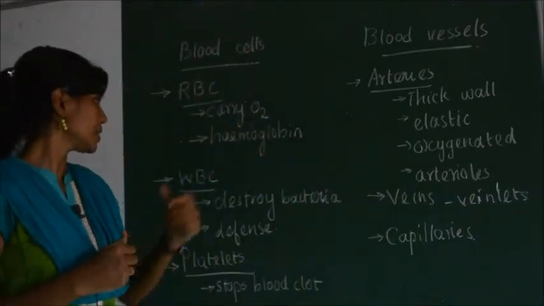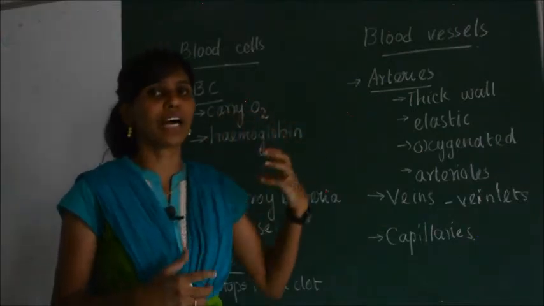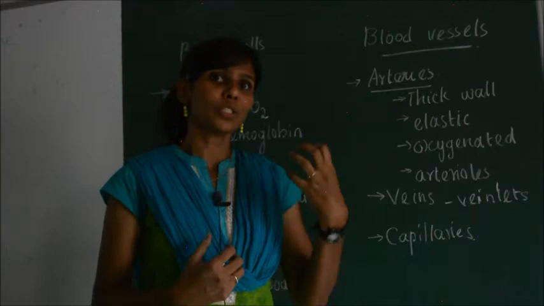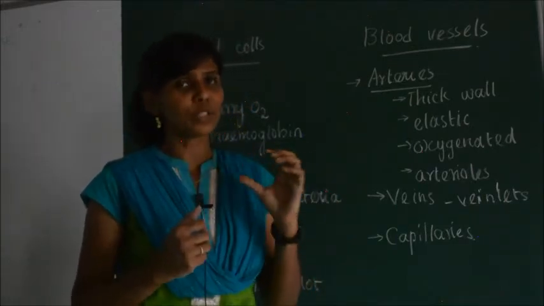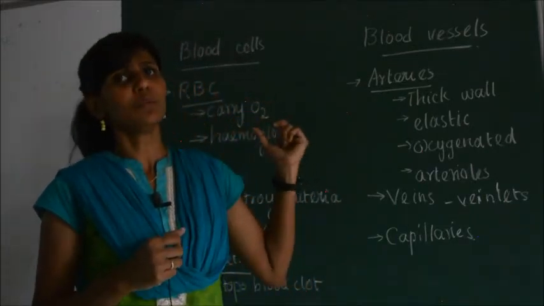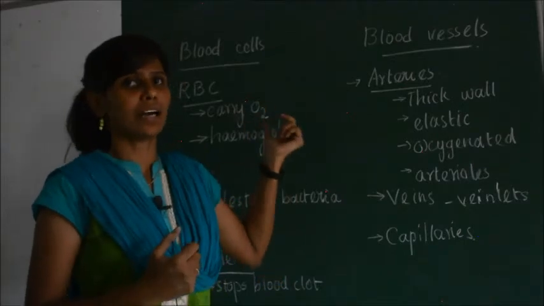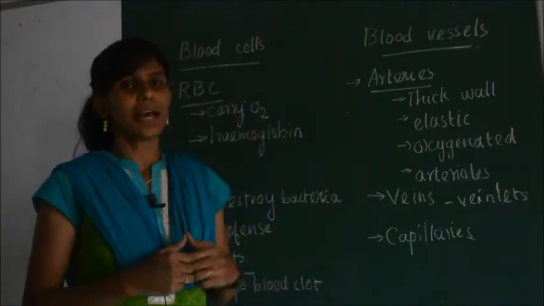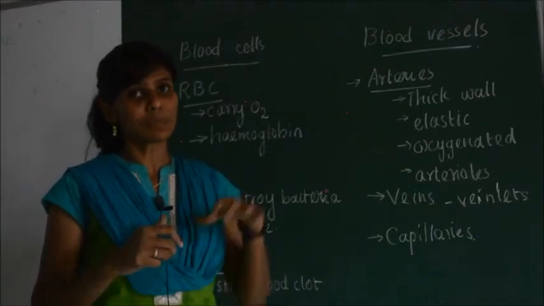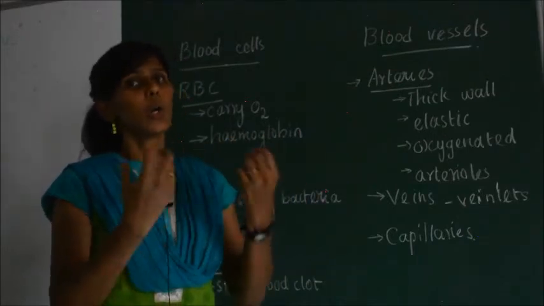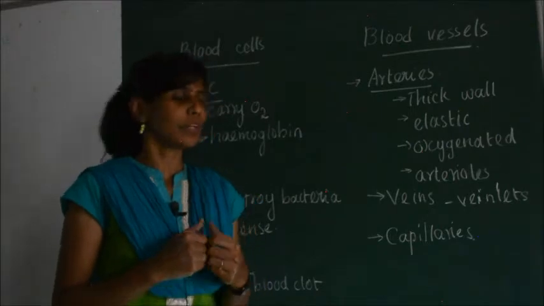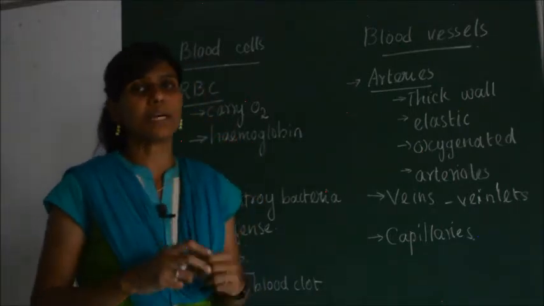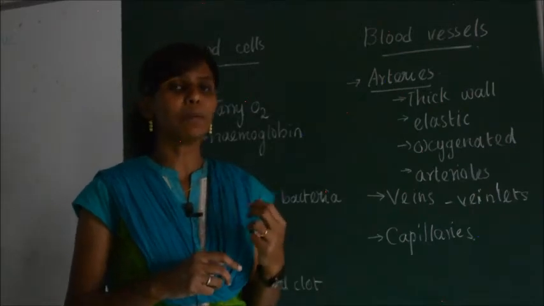What do RBC do? The major function of RBC is to carry oxygen. When we talk that oxygen is carried by the blood, the actual thing which is carrying the oxygen is RBC. Blood itself cannot carry oxygen, only the RBC cells can carry the oxygen. Because of its biconcave shape, it will hold the oxygen in it. Clear? So this RBC cells contain a pigment which is called as hemoglobin.